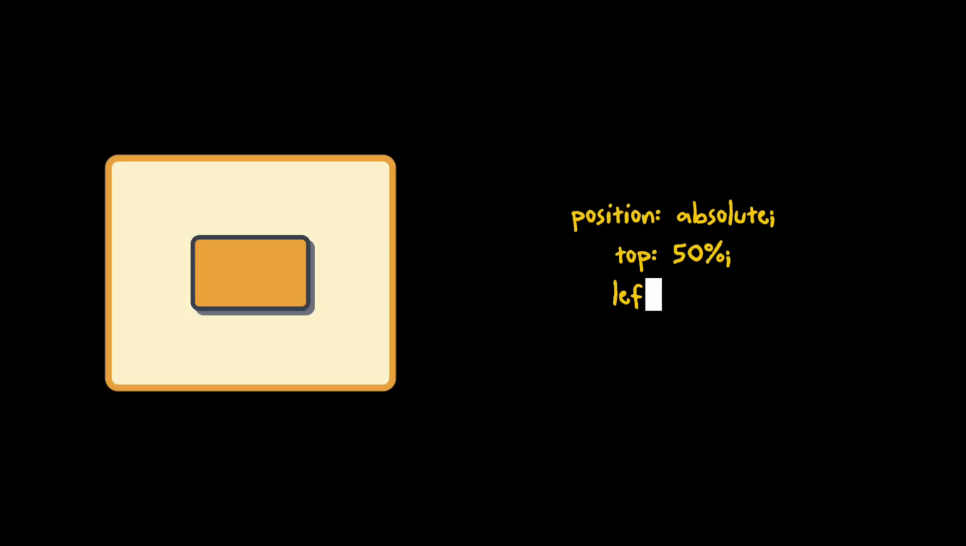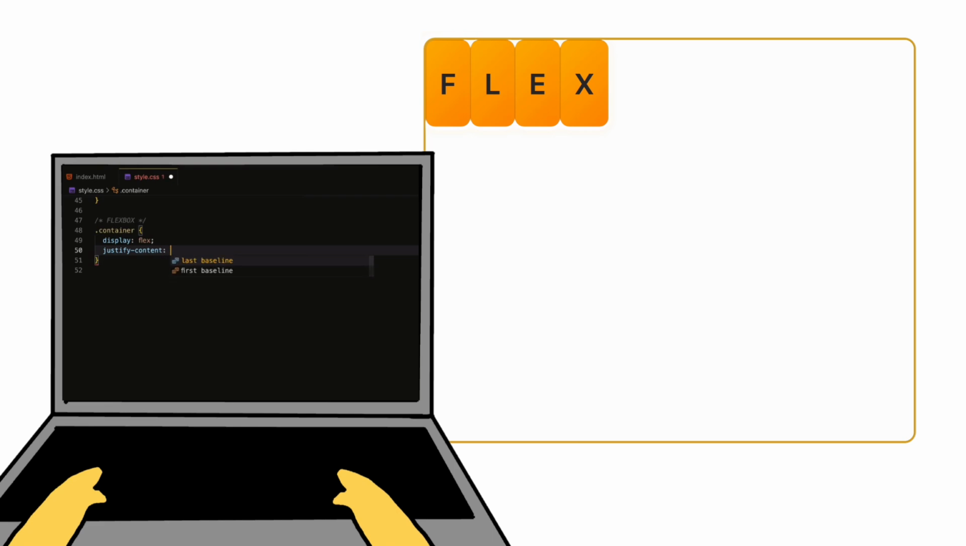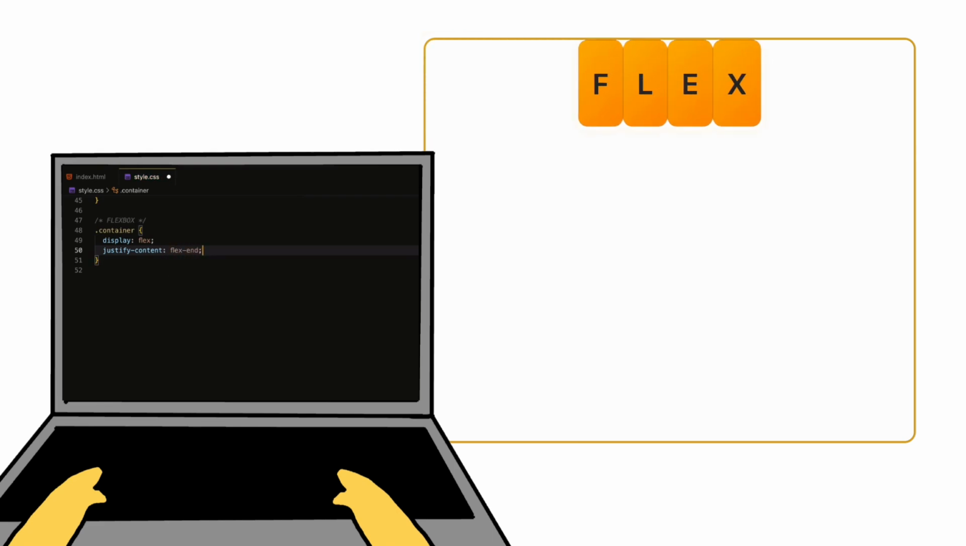Then there's alignment. For years, Buzz used margin to center things horizontally. Vertical centering meant absolute positioning with transforms. The justify content property controls main axis alignment. Set it to center and items move to the middle. Use flex end to push them to the end.